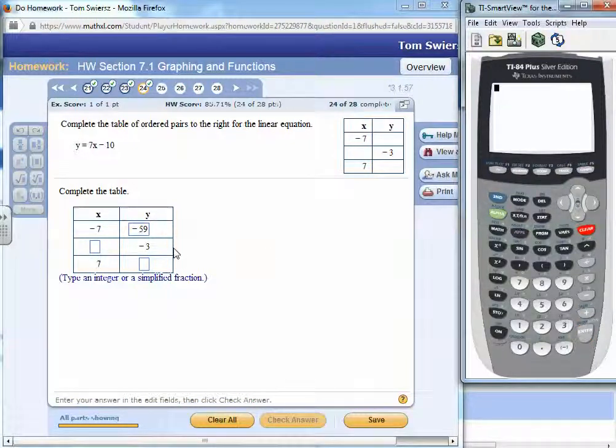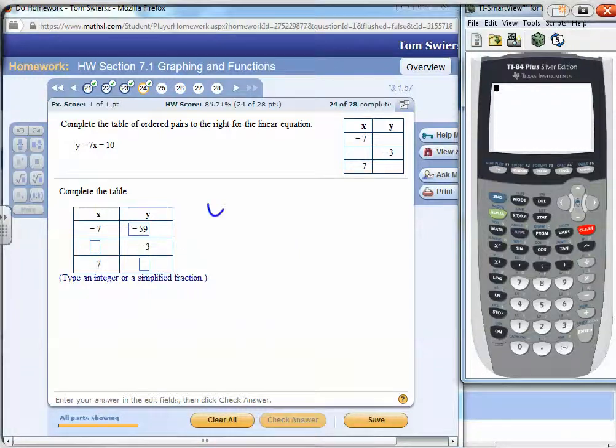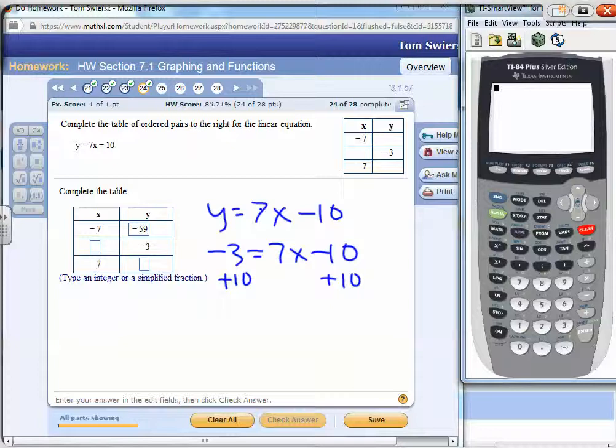Now, y is a negative 3, correct? So be careful now. y equals 7x minus 10. The y is a negative 3. So negative 3 equals 7x minus 10. Okay, so we got to solve for x. We want to get rid of the minus 10, so we're going to add 10 to both sides. Negative 3 and a positive 10 is a positive 7. The negative 10 plus 10 cancels out, so what remains on the right side is 7x. 7 equals 7x. Divide both sides by 7.